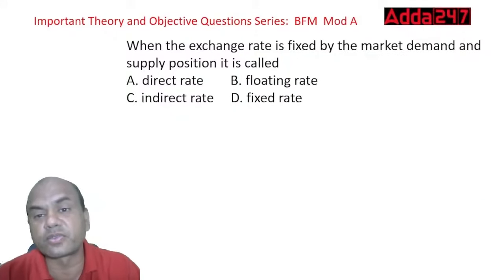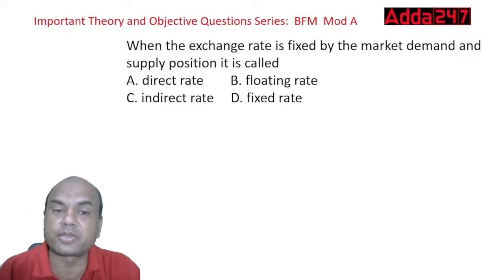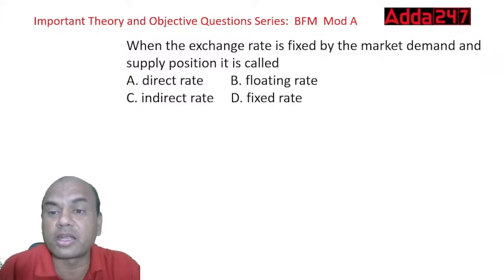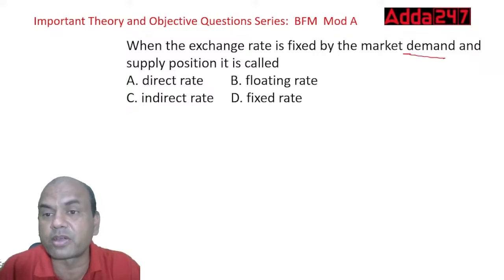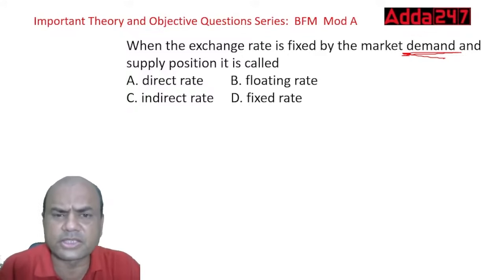When the exchange rate is fixed by the market demand and supply position, it is called market demand and supply position. Whatever, if your demand is high, your rate goes high. If your supply is high, your rate goes low. Do you know this concept?